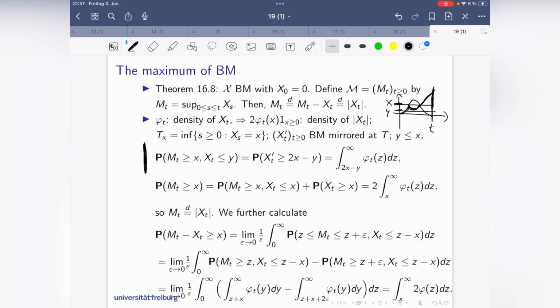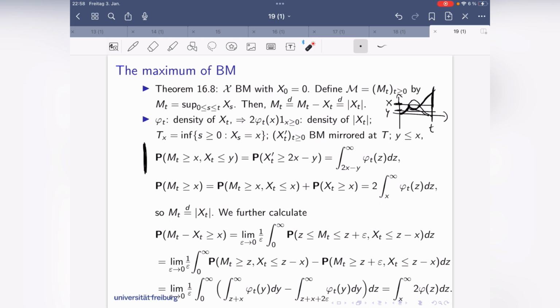So here it grew until x, and it did not drop below y, but it is above x plus x minus y. So 2x minus y. So it's above this thing here. Because if it's above here, okay, then the maximum is also above here. So the reflection principle is responsible for this equality.